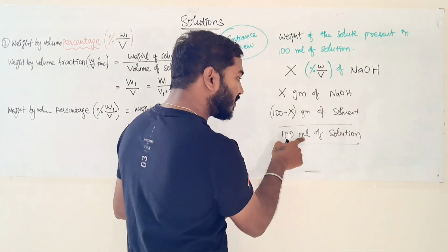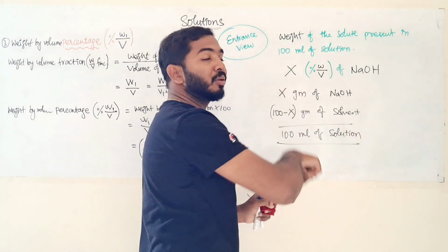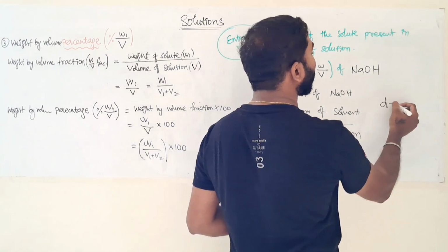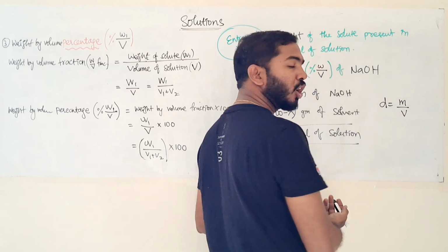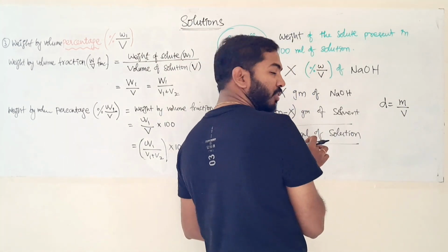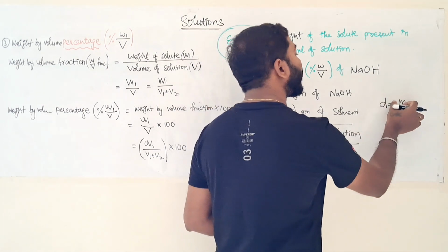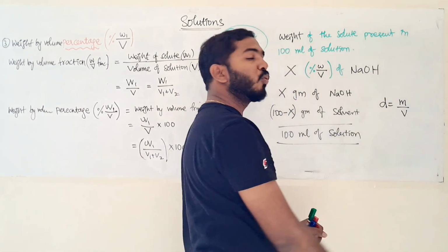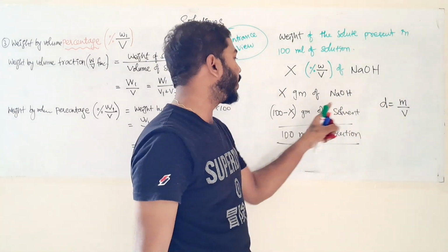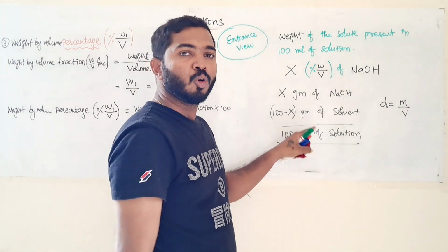Now sir, this is in ml and this is in grams, so how can this be taken in grams? We know that density is equal to mass by volume. Here we have the volume in ml. In order to convert that into weight, we need to multiply that volume with density, so that we get it in grams. Hope it is clear.